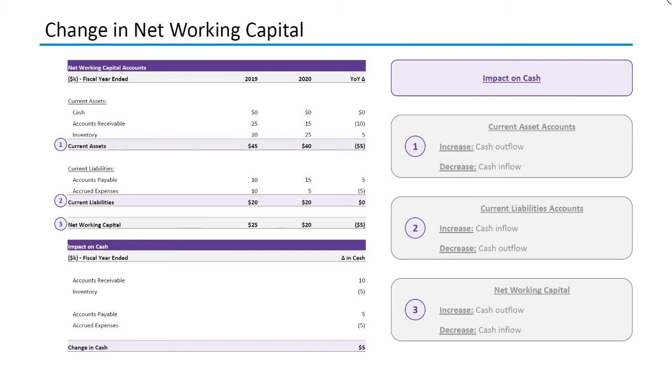In looking at these two concepts together, net working capital is our current assets minus our current liabilities. So an increase in our net working capital account represents a cash outflow, and a decrease in our net working capital account represents a cash inflow. So once again, it's very helpful to analyze our net working capital balances each year, but we should also understand how a change in our net working capital accounts from one year to the next impacts cash.